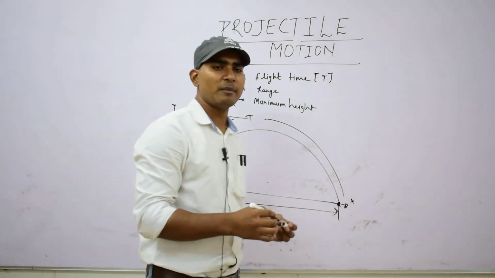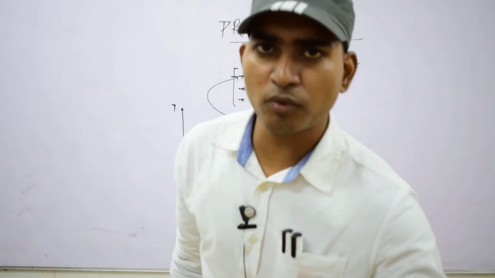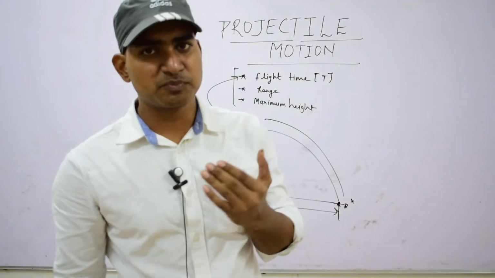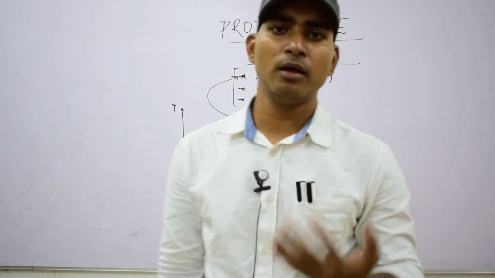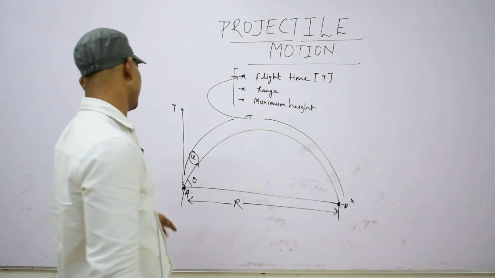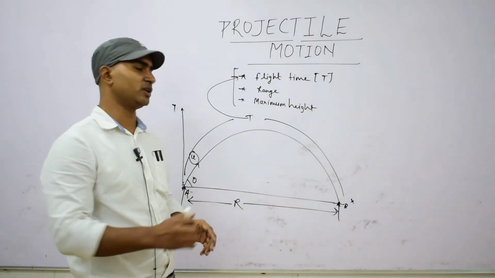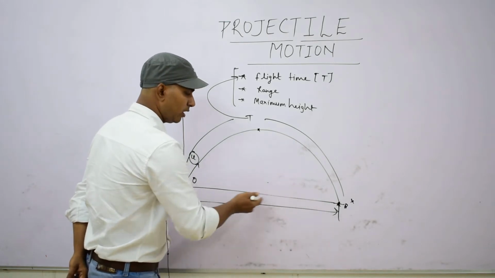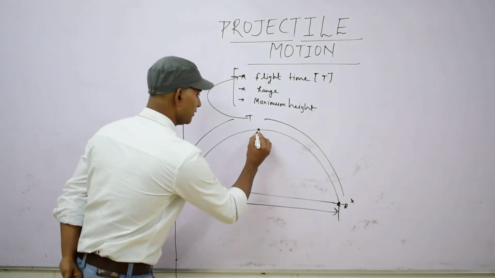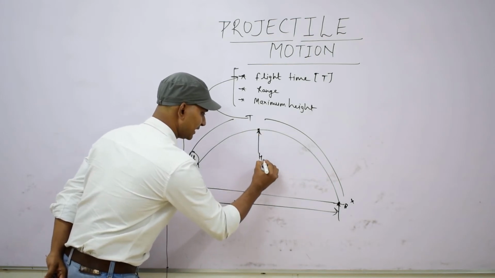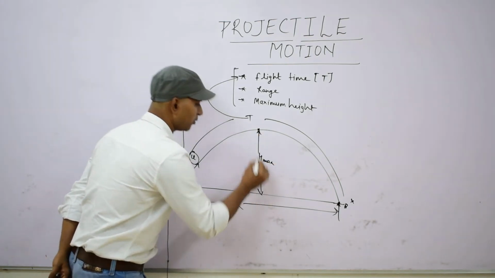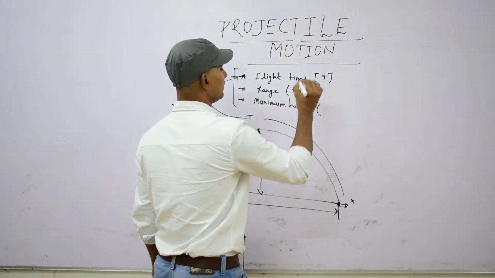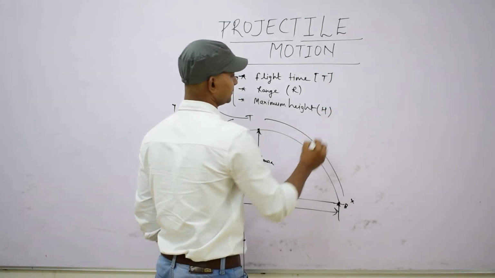It is represented by R. Now the maximum height. With respect to the ground, whatever the maximum height attained by the body in its projectile motion is called maximum height. In this particular projectile motion, with respect to this horizontal axis, or you can say ground, whatever the maximum height covered by that particular body is called maximum height. So range is represented by R, and maximum height is represented by H.